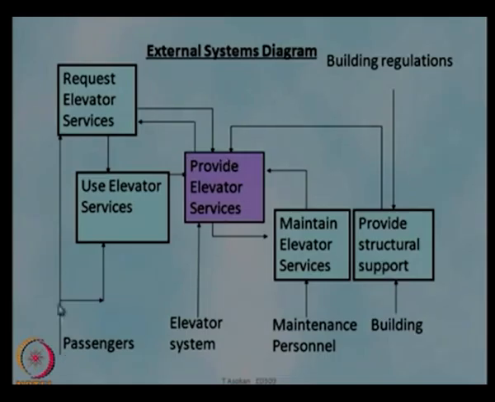So you can see here the passenger will request elevator services, that is one kind of interaction taking place, and then they use the elevator and then will be giving input to the elevator, or they are taking output from the elevator, that is another kind of interaction taking place. Similarly, the maintenance person will be maintaining the elevator, so there will be some inputs and outputs going to and coming from this particular external system. Similarly the building also. This is how we actually define the external system.